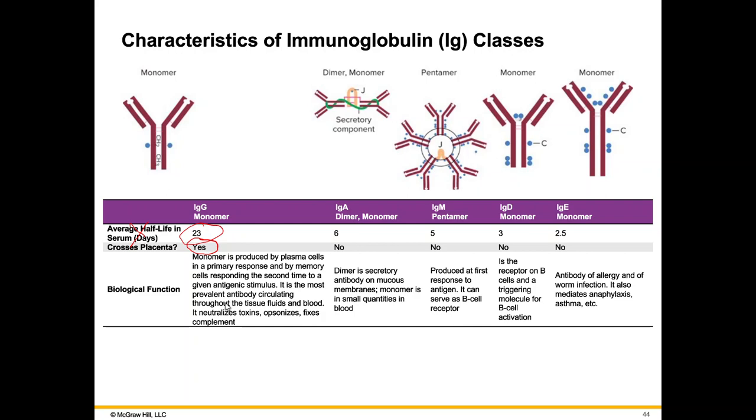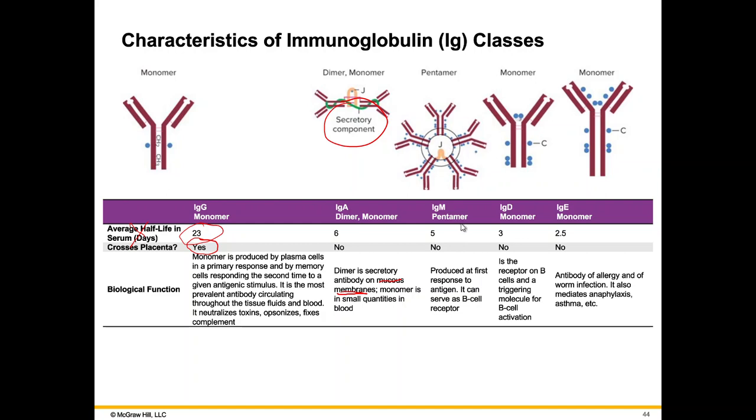Some classes of immunoglobulins are IgAs. They are still Y shapes, but they're dimers, two of them butted up next to one another. Notice that it has a secretory component here. You'll also want to know that the dimer is secreted, hence why it has a secretory component, on mucous membranes. Something to think about: if you have an upper respiratory tract infection, you're probably going to see a lot of IgA antibodies because it's an infection of the mucous membranes that line the respiratory tract.